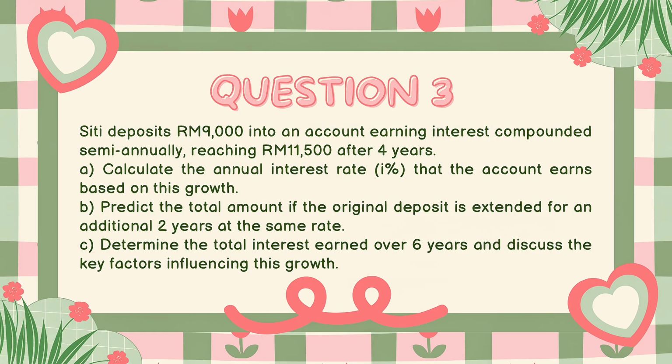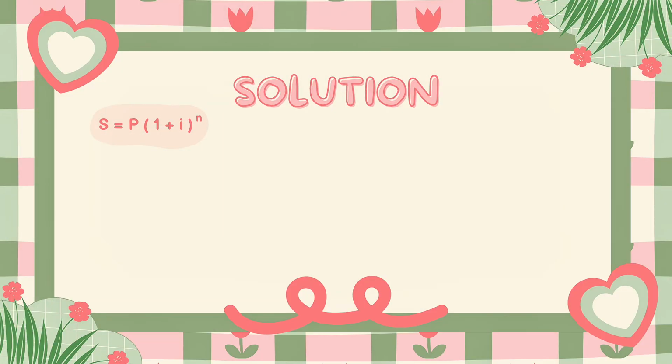So for question 3, Siti deposits 9,000 ringgit into an account earning interest compounded semi-annually, reaching 11,500 after 4 years. For question A, we need to calculate the annual interest rate the account earns based on this growth. For this question, we need to use the formula S equals P(1 plus i) to the power of n. So we will use 11,300 ringgit as the future value, which is S.